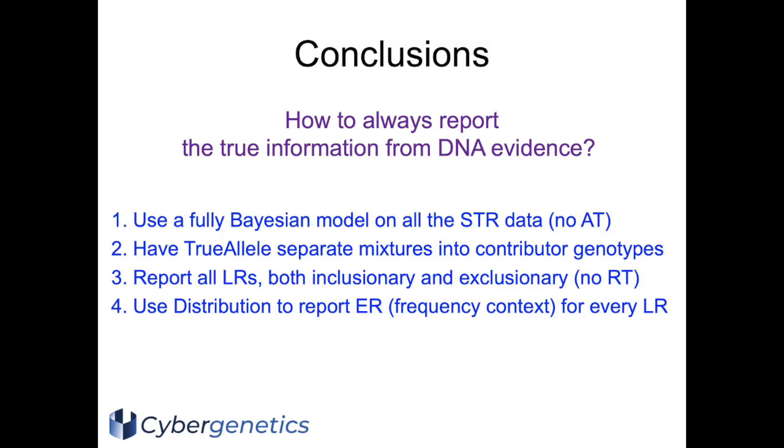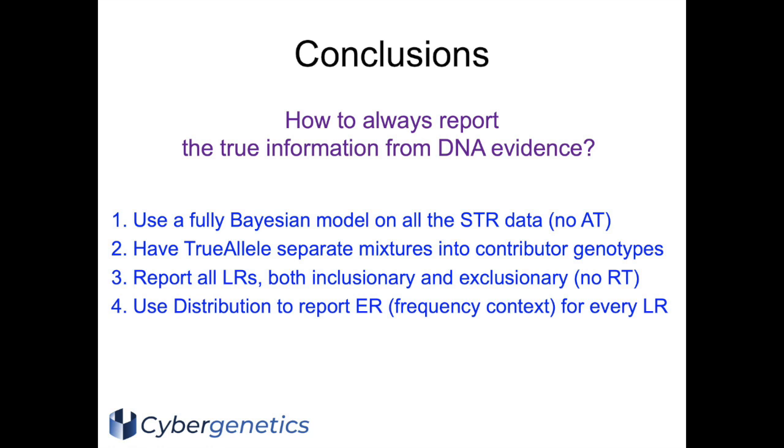First, use a fully Bayesian model on all your STR data with no thresholds. You're doing that already, no analytic thresholds. Have TrueAllele separate your mixtures into contributor genotypes. You're doing that already. Thirdly, this is the new part, report all likelihood ratios, both inclusionary and exclusionary, without a reporting threshold. That's the part many of you are not there yet.